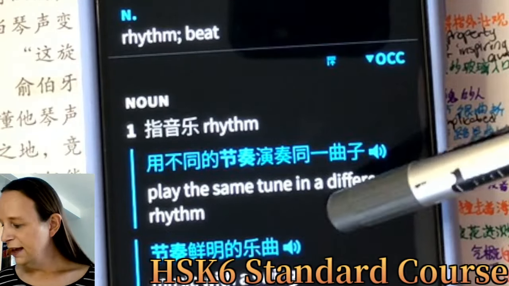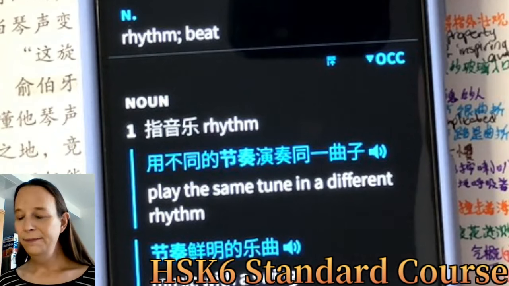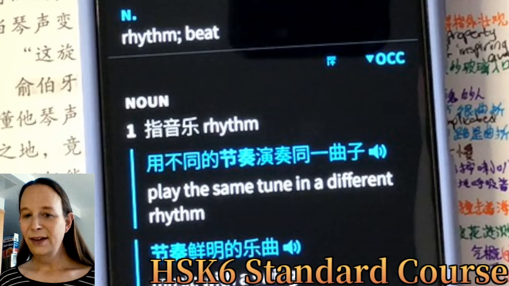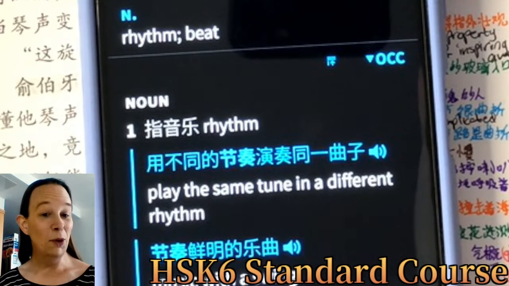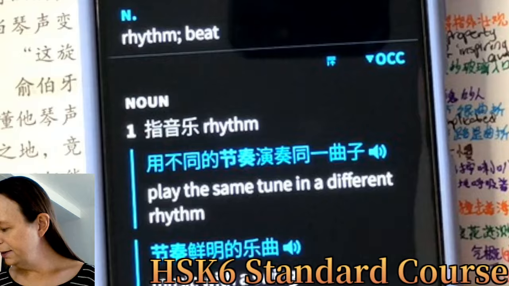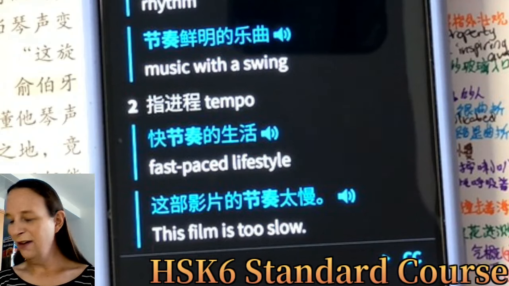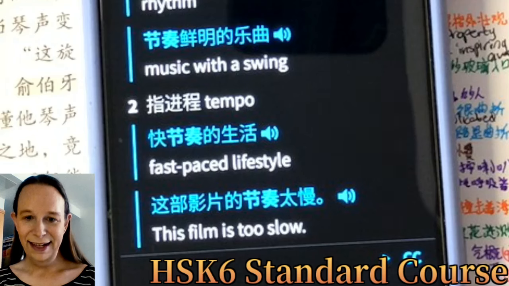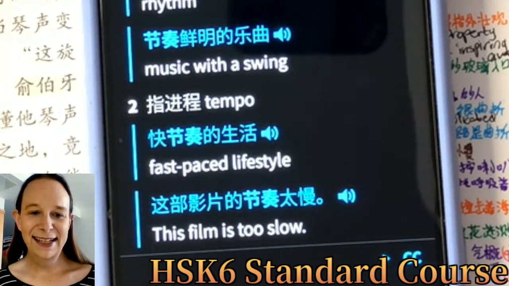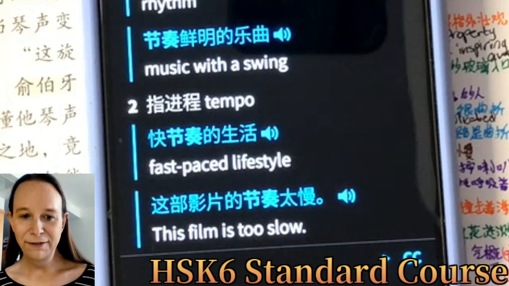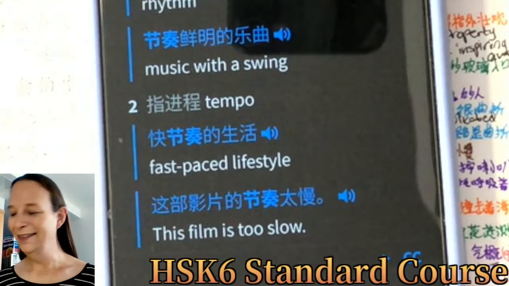用不同的节奏演奏同一曲子. So using different rhythms, 演奏, to give a musical recital. 演奏曲子. So one person will play a song like this, and another person will use a different tempo, maybe a more upbeat tempo, to play it. But most of the time when I encounter 节奏, it's usually to describe a lifestyle. 快节奏的生活, or 慢节奏的生活. Or maybe you would say, 我不喜欢快节奏生活方式, which is true for me. I got sick of it, really.